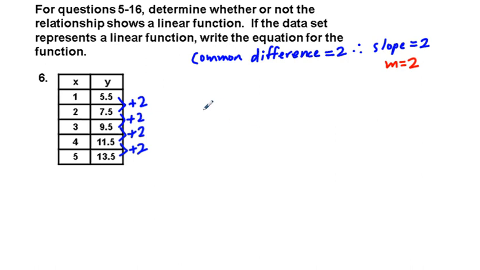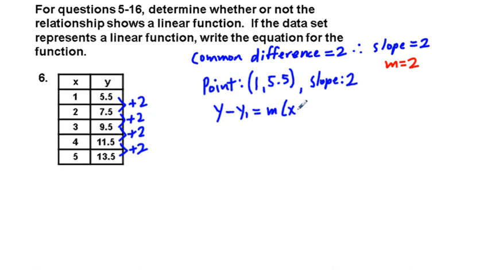Okay, next, we're going to go to point-slope form. Again, we can take any one of these points. I'm going to say our point we're going to use here is that first point, which is 1, 5.5. And our slope is going to be 2. So we say y minus y1 equals m times quantity x minus x1. And our coordinate pair, so 1 is x1, 5.5 is y1, and m is 2.